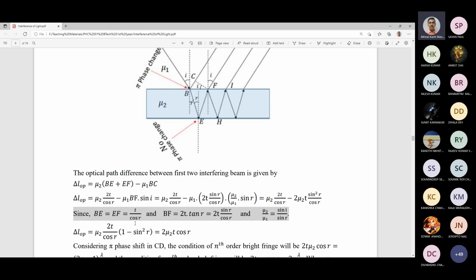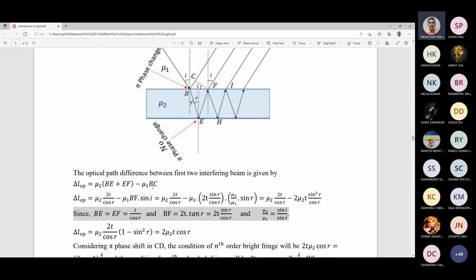And this is equal to t divided by cos r. If we consider this angle is r, then BE or EF is equal to t divided by cos r, where t is the thickness of this slab, the thickness of the glass plate. Now BE plus EF, this quantity, from this term we can write mu2 times 2t divided by cos r.